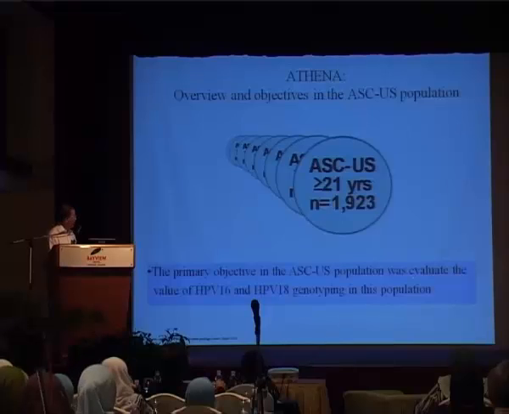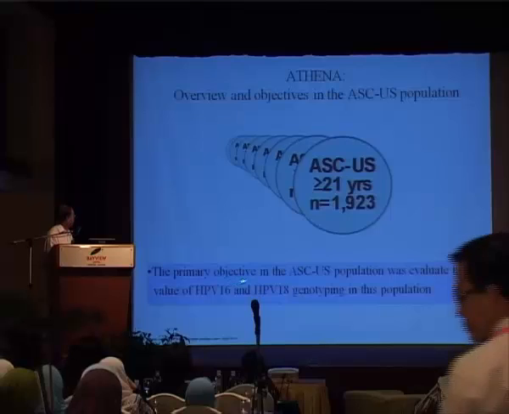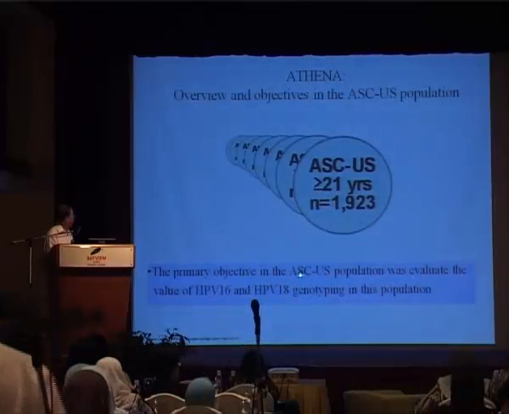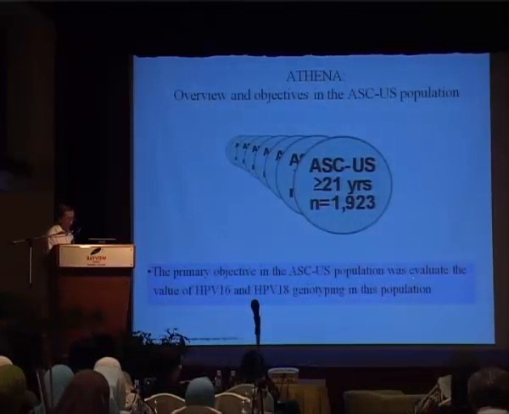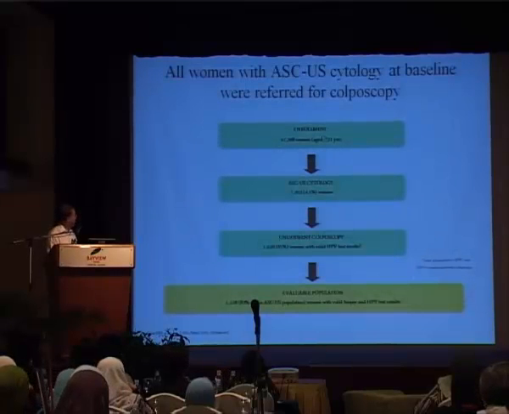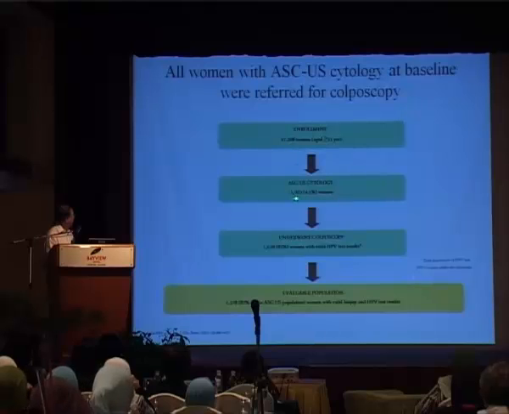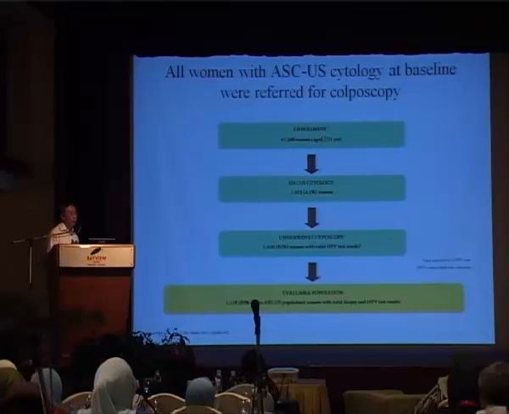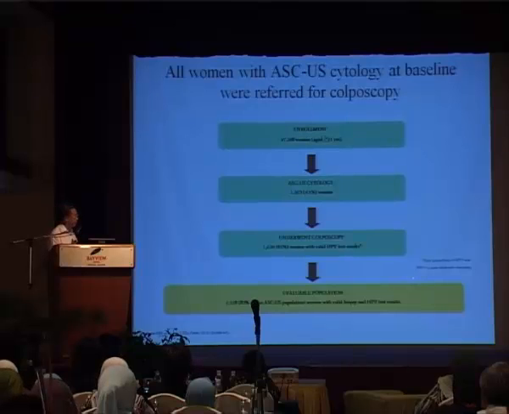There were 1,923 women over 21 years old. They are particularly interesting for us because the objective is to evaluate how the presence of 16 and 18 would help us to manage this group of women. So of the 47,000, about 1,900 are in this group, and for this particular trial, the prevalence of ASCAS is 4.1%, which is in agreement with the earlier publication of 3.8 in the meta-analysis.